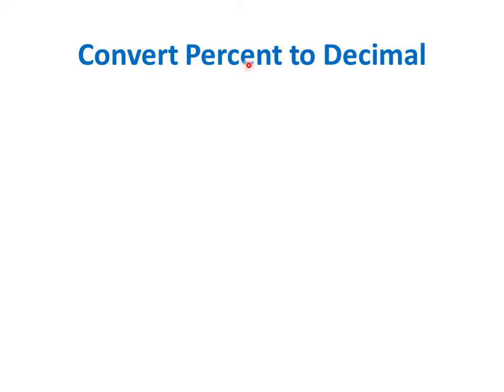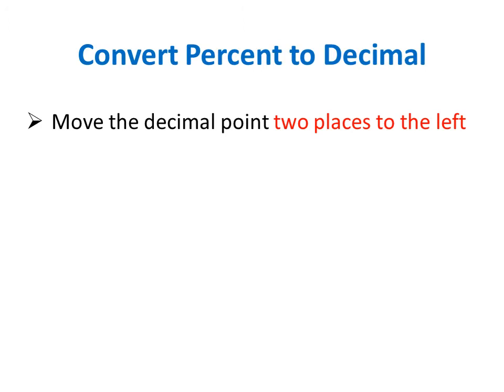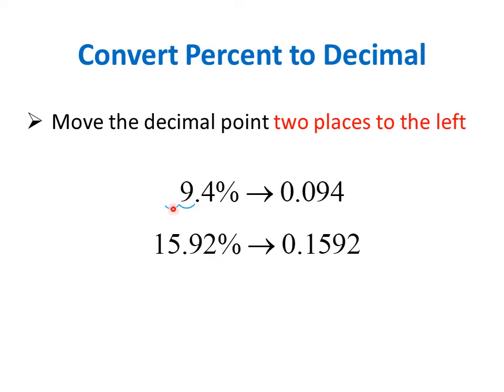This time, how do we convert percent to decimal? Of course, this case is the opposite of the preceding case. So if in the preceding case, we move the decimal point 2 places to the right, this time we have to move the decimal point 2 places to the left. For example, we are given 9.4% and we have to convert that into a decimal. So we simply move this decimal point 2 places to the left. Then we have the decimal point, and we have to write another 0. So that is 0.094.